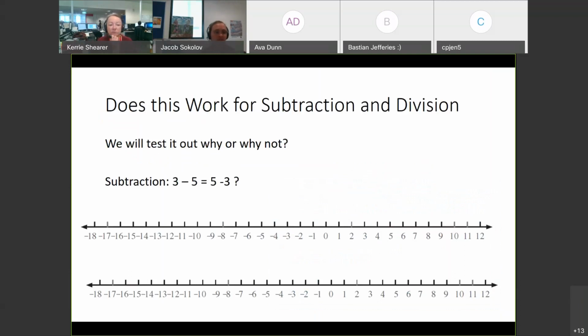All right, looking at subtraction. So would we get the same result? So 3 minus 5, does that equal 5 take 3? Yes or no? You're right, it doesn't work. So if we start at 3 and we're taking 5 steps backwards, we'll get to -2. And if we start at 5 and we take 3 steps backwards, we should get to 2. So these two problems don't equal. So it doesn't work for subtraction.